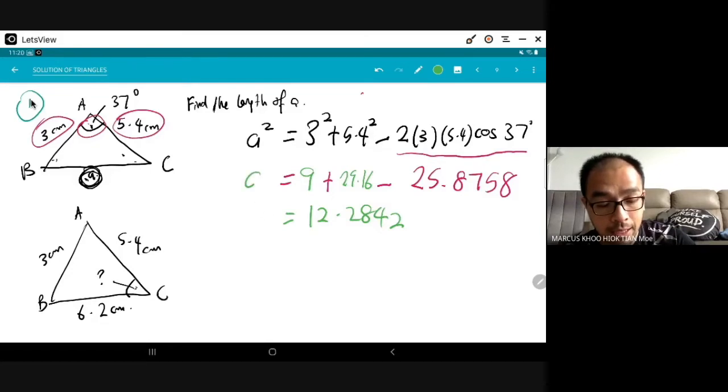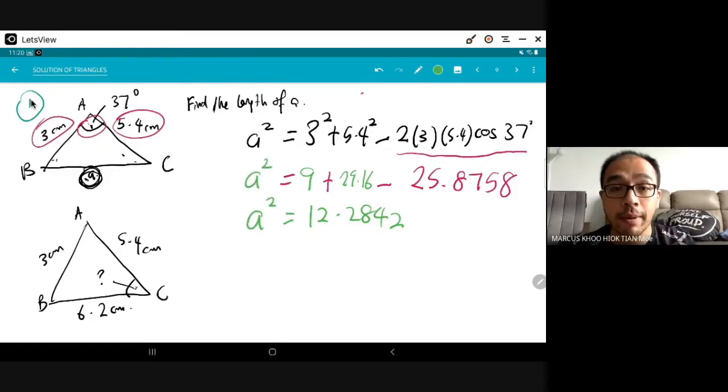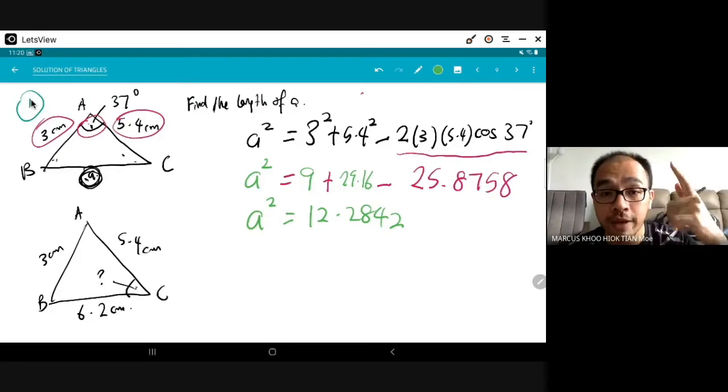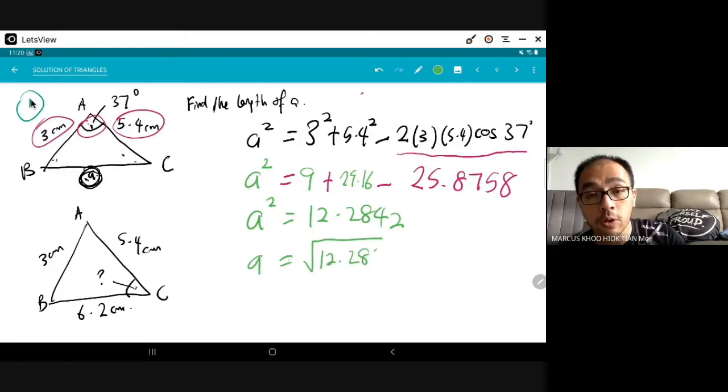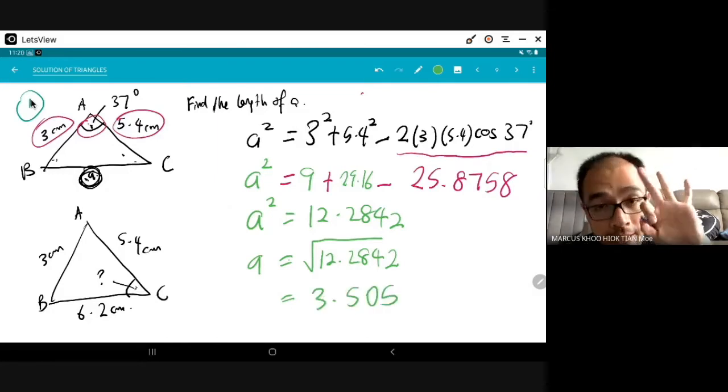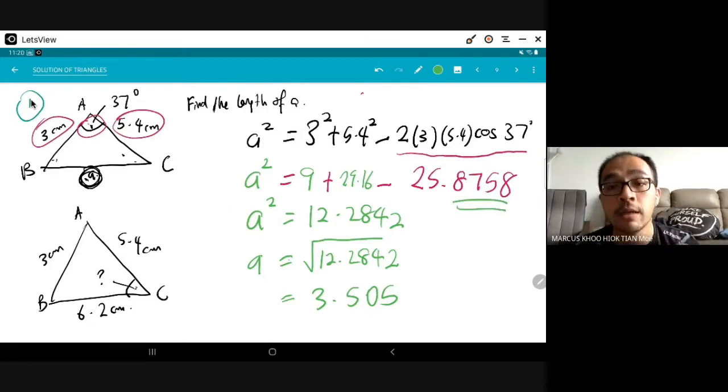But be very careful with this. This is A squared. My question says find the value of A. So what do we do? We square root the 12.2842, and we get 3.505. Final answer to 3 decimal places. Before the final answer, use 4 decimal places.